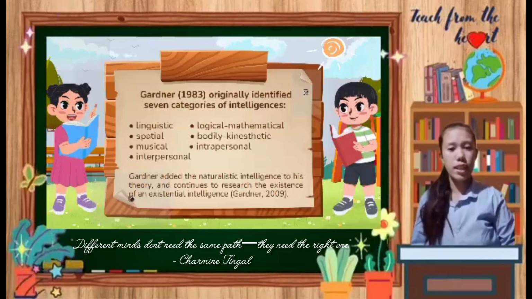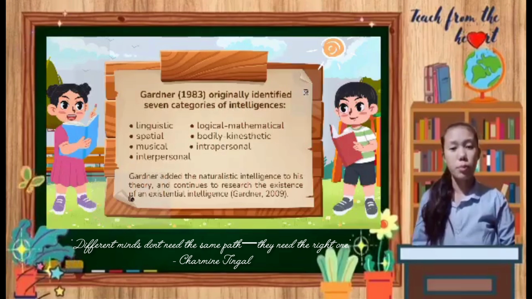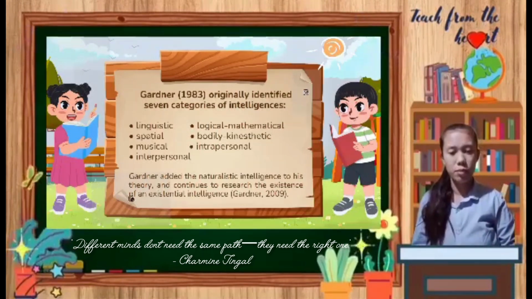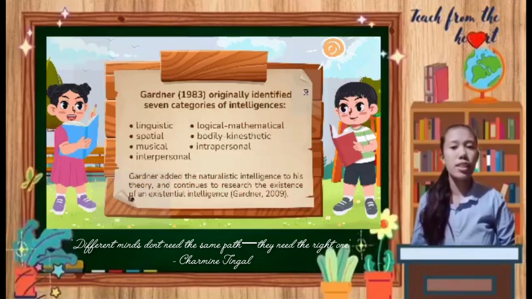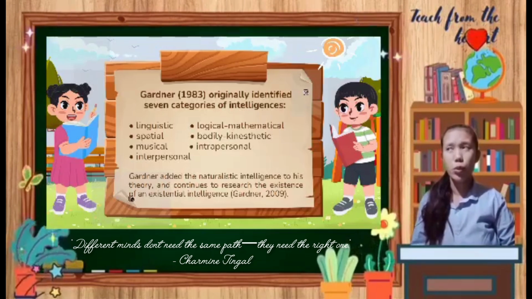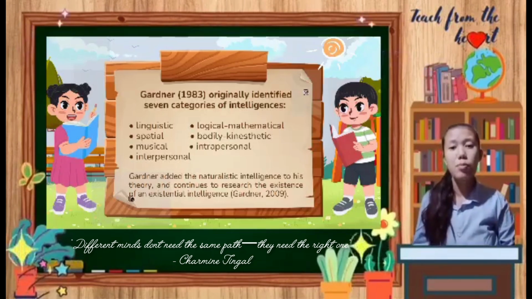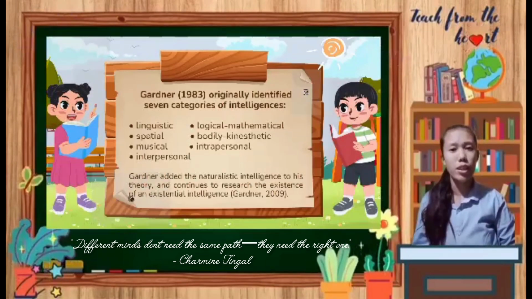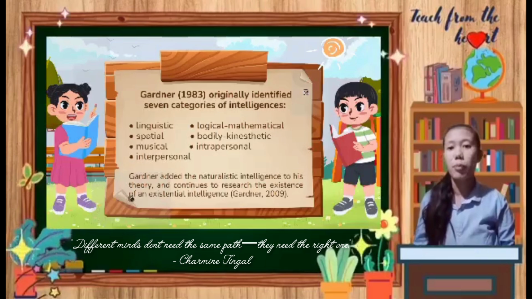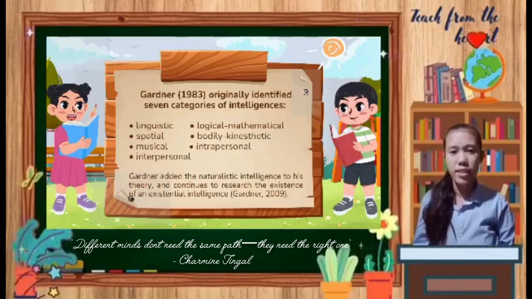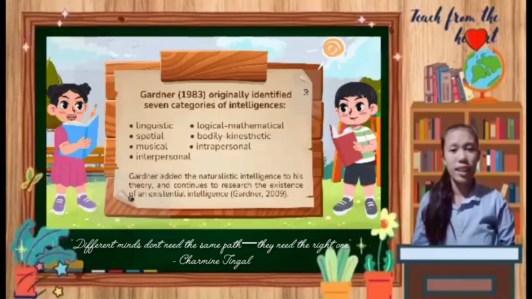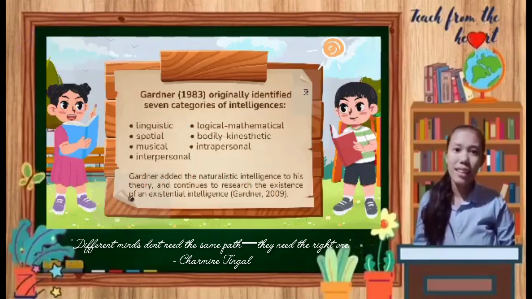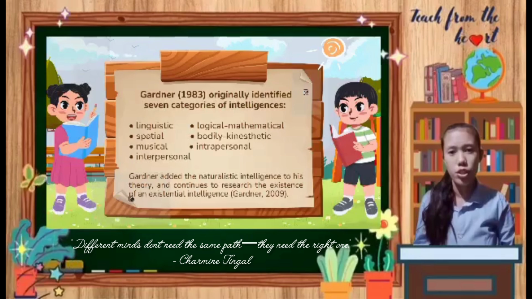When we say linguistic intelligence, the student is good with words, reading, writing, and speaking. In logical-mathematical intelligence, the student is good with numbers, logic, and problem solving. In spatial intelligence, the student is good at visualizing things like maps, pictures, and designs. In bodily-kinesthetic intelligence, the students use their body skillfully, like athletes, dancers, or surgeons.